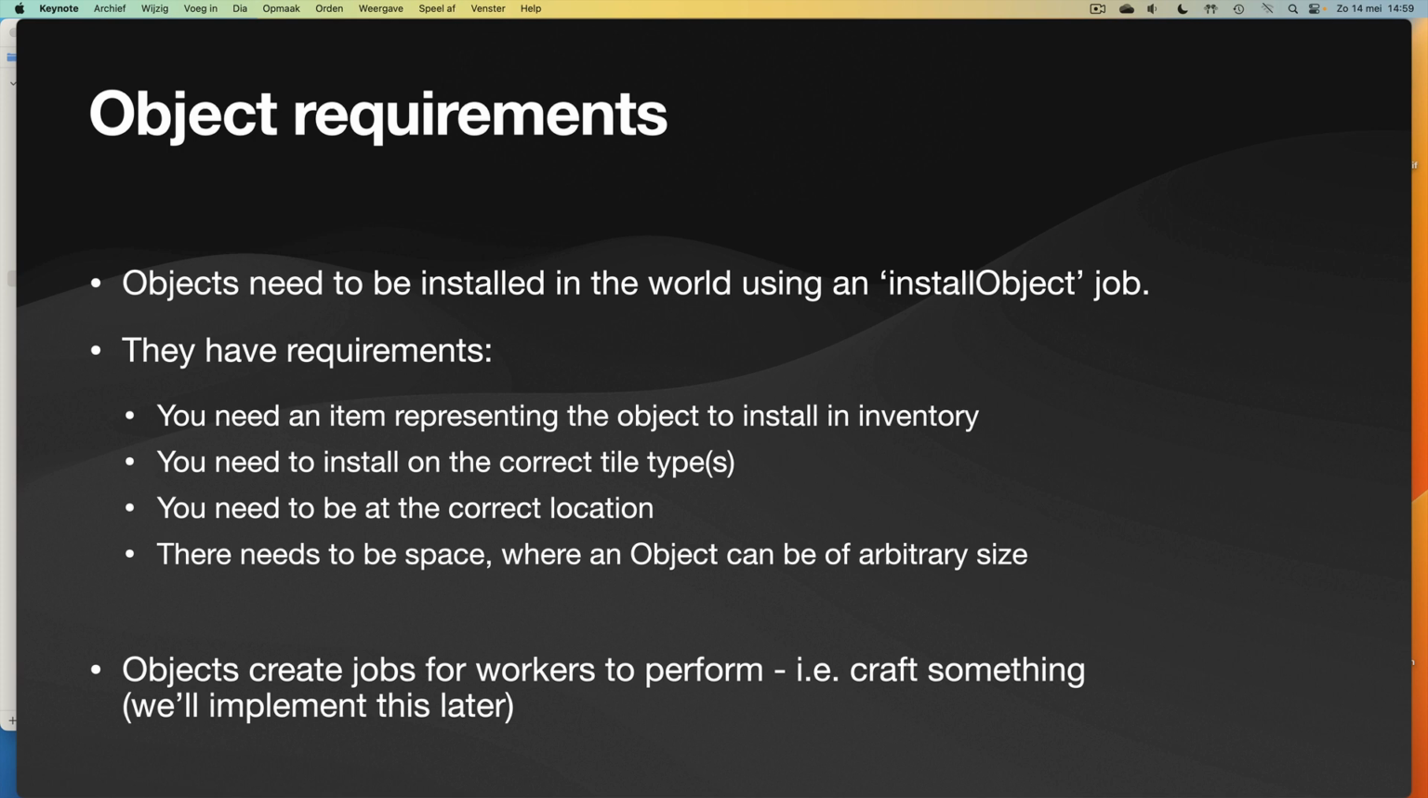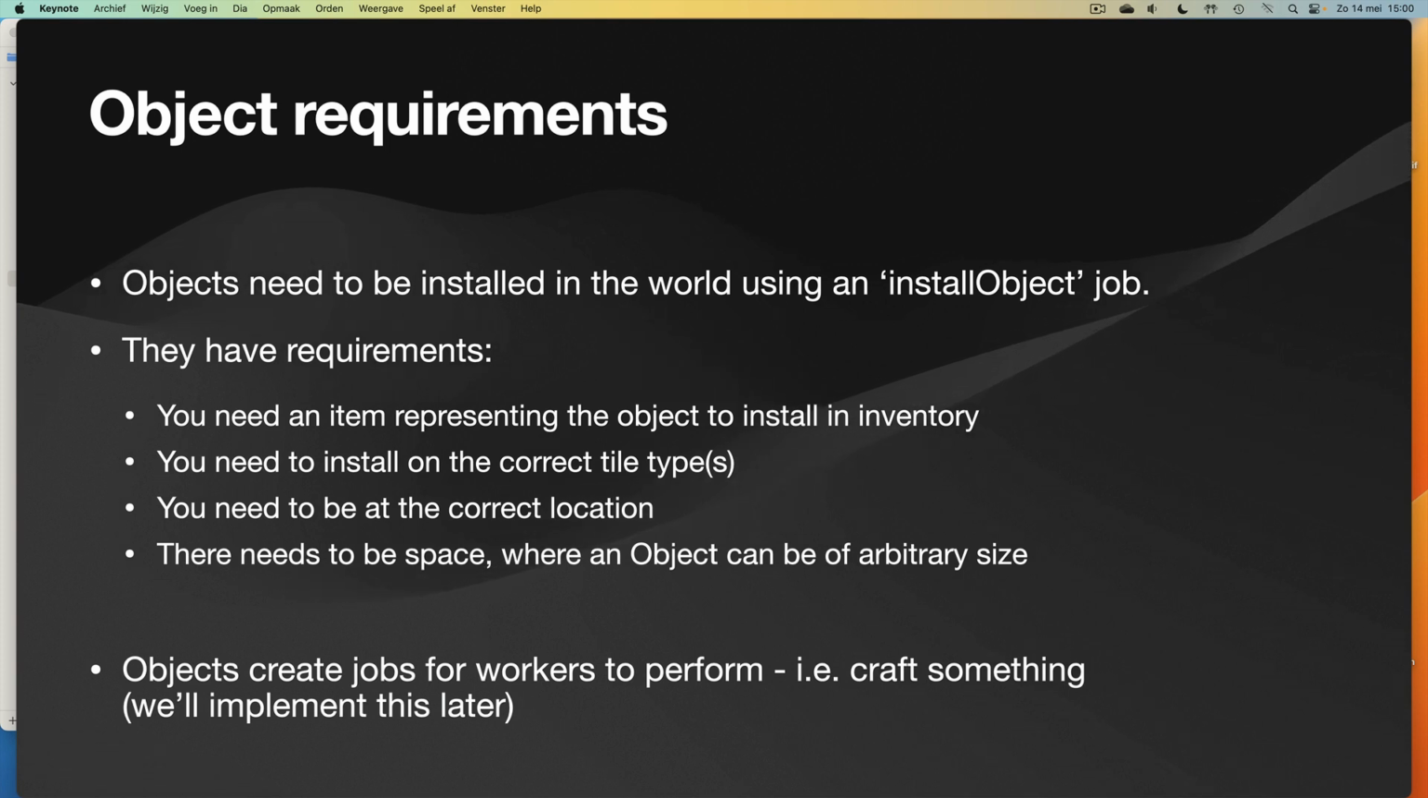The key requirements will be that objects need to be installed using an install object job, and this will have some requirements. So you will need to have an item in your inventory that represents the object to install. So if you want to install, for instance, a kitchen stove, you will need to have a kitchen stove in your inventory. You need to install on the correct tile types. So for instance, perhaps you need flooring to install on, or you can only install outside on grassland. It's up to you, but basically we want to be able to set a requirement for the type of tile you install on. You need to be at the correct location, so we don't do any sort of remote installation.